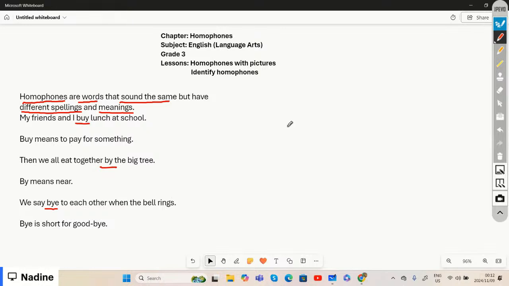And if you look at these three words, the first one is buy, B-U-Y. The next one is by, B-Y. And the third one is bye, B-Y-E. And if you listen to the sound of all three, the words sound the same. And that is homophones. Homophones is where all of the words sound the same, but the meaning of these words is different, and the spelling of the words is different.